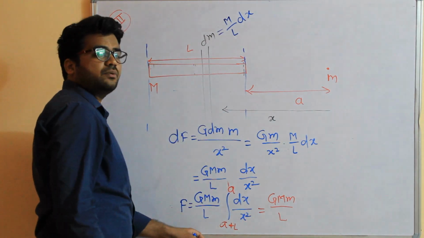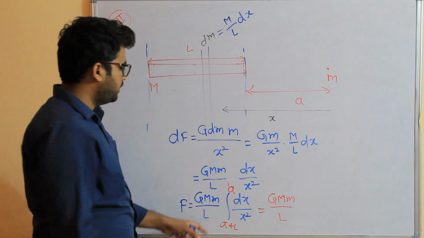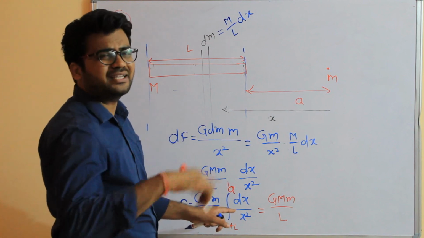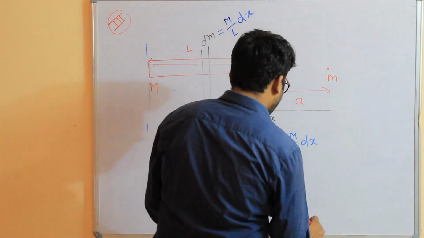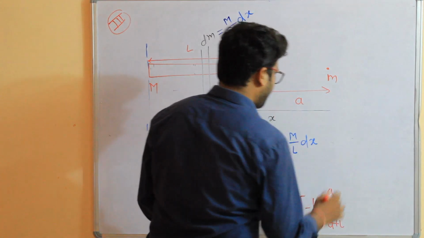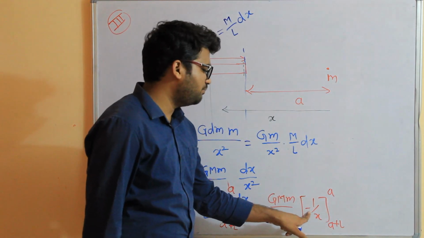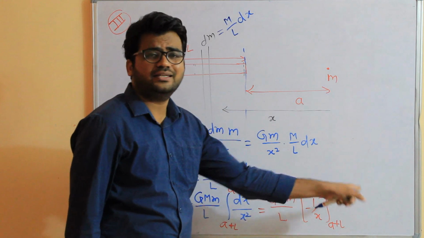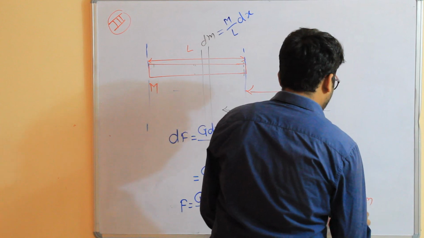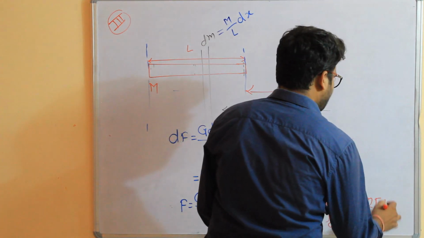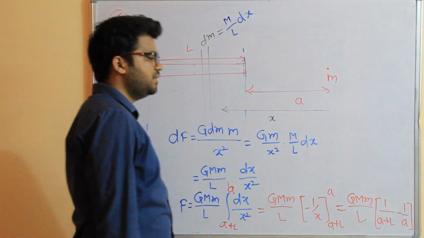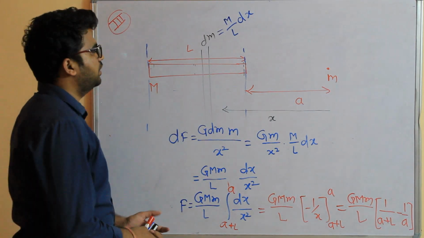What is the integration of 1 by x square? It is minus 1 by x, right? So x to the power minus 2 becomes x to the power minus 2 plus 1 divided by minus 2 plus 1, that is minus 1 by x. So directly I am writing here, it is minus 1 by x from a plus L to a. And in integration, we know that if a minus sign is there, put the lower limit first and then the upper limit. It will be like G capital M small m divided by L. What is the answer then? 1 by A plus L minus 1 by A. So this is the answer, and this is our third model.